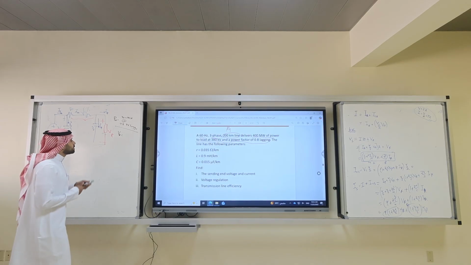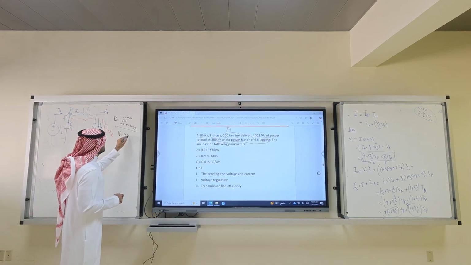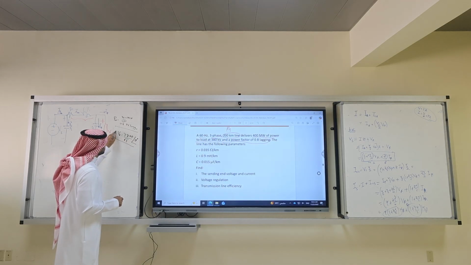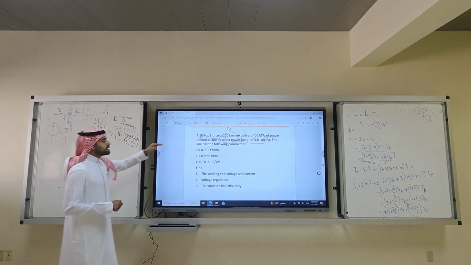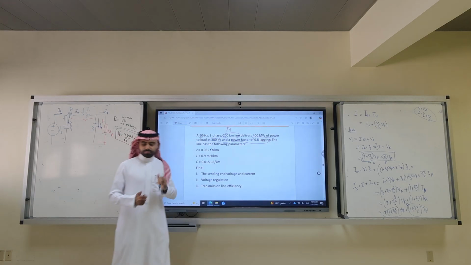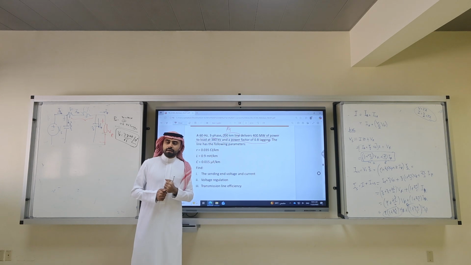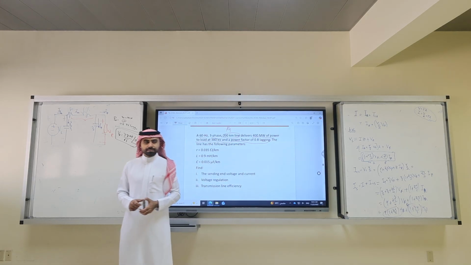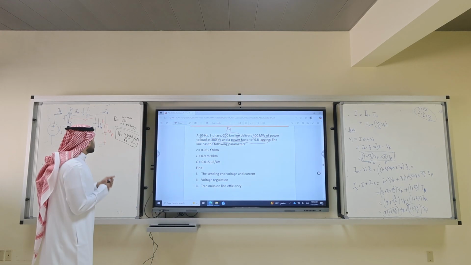So take 380 kilovolt divided by square root of 3 as a reference, okay? If he doesn't tell you, Y is more dominant in the system. Clear?